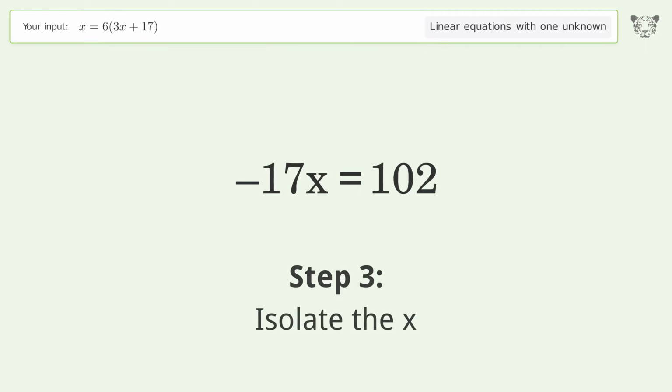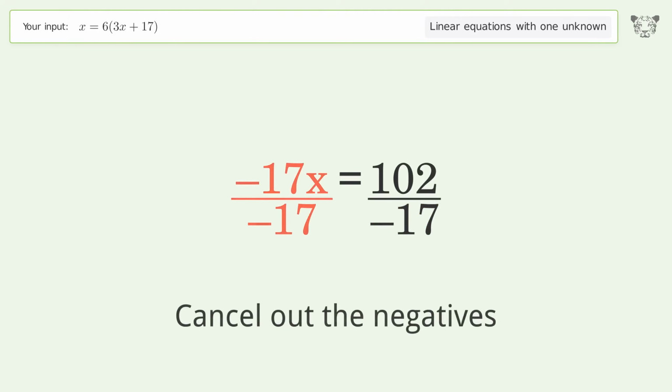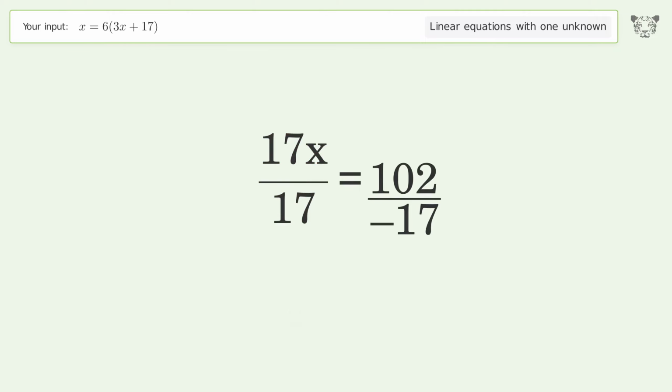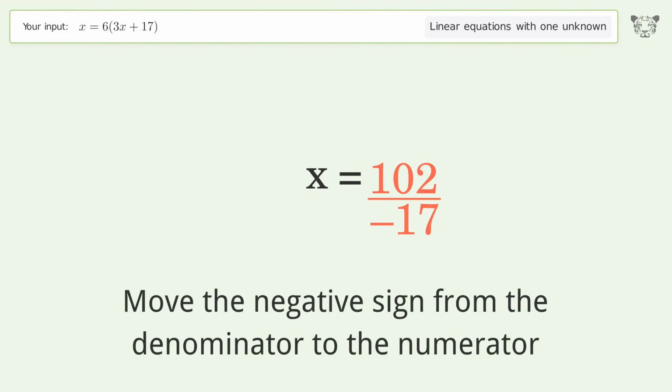Isolate the x. Divide both sides by -17. Cancel out the negatives. Simplify the fraction. Move the negative sign from the denominator to the numerator.